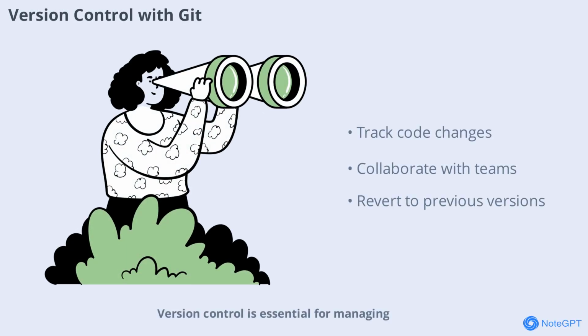Version control is essential for managing code changes and collaborating with others. Git is the most popular version control system, and it integrates seamlessly with Node.js projects. Using Git, you can track changes, revert to previous versions, and work with teams efficiently.